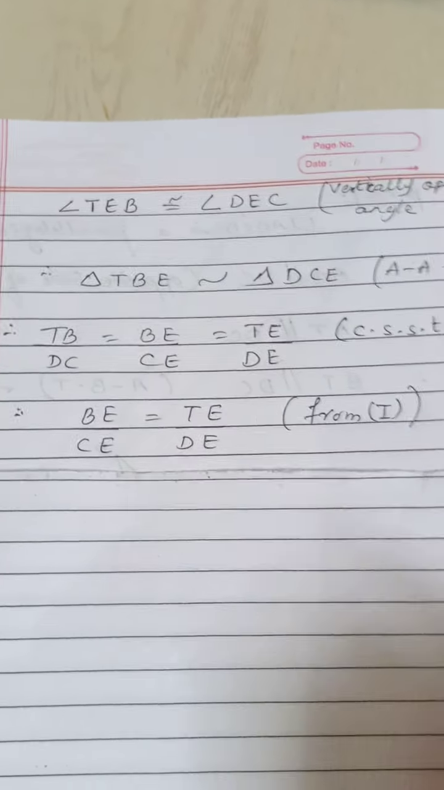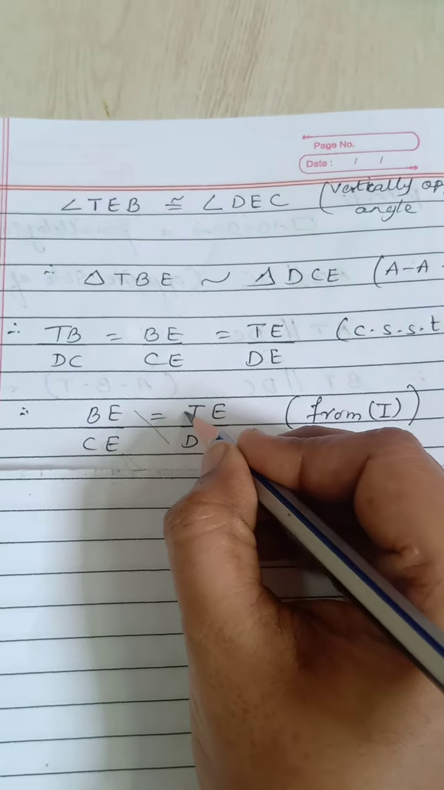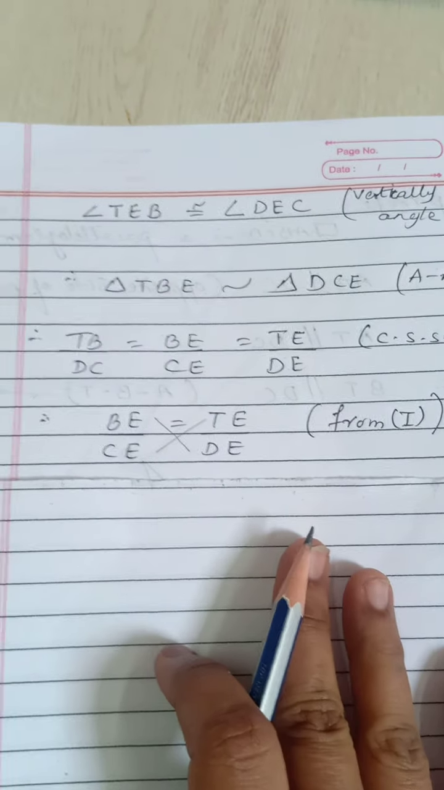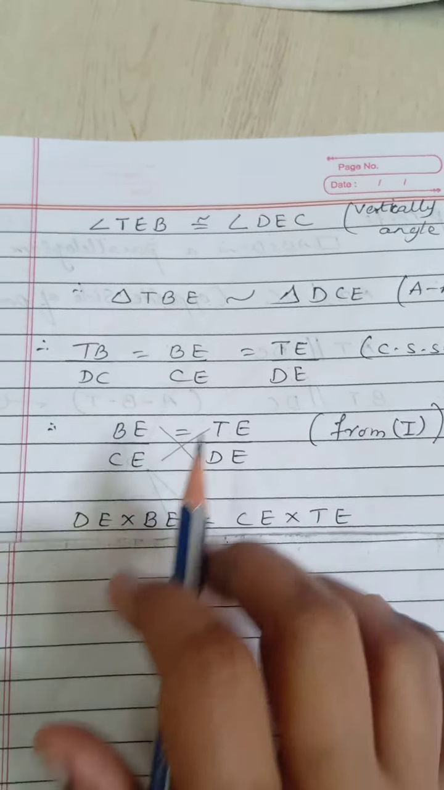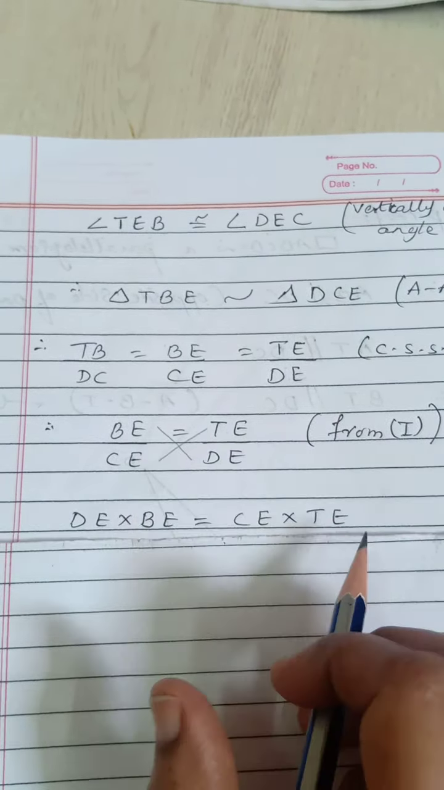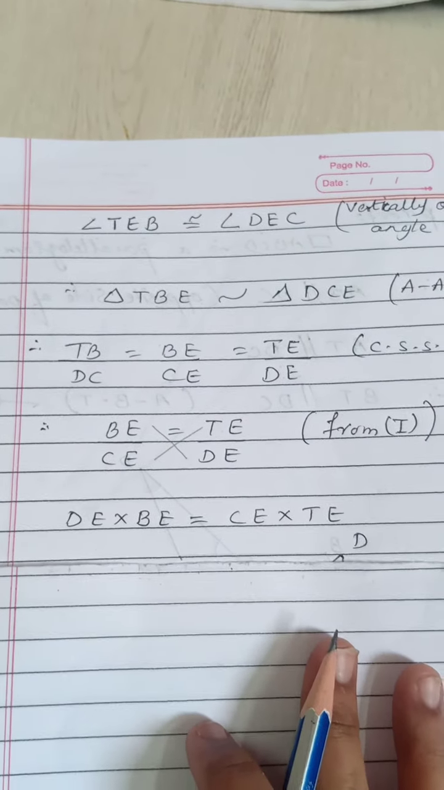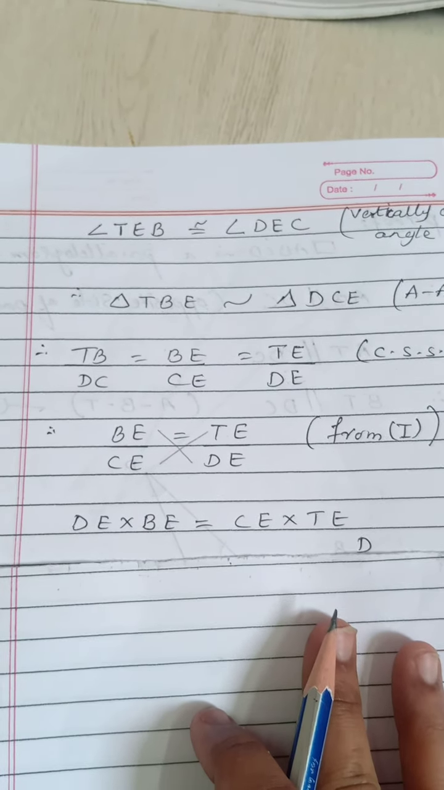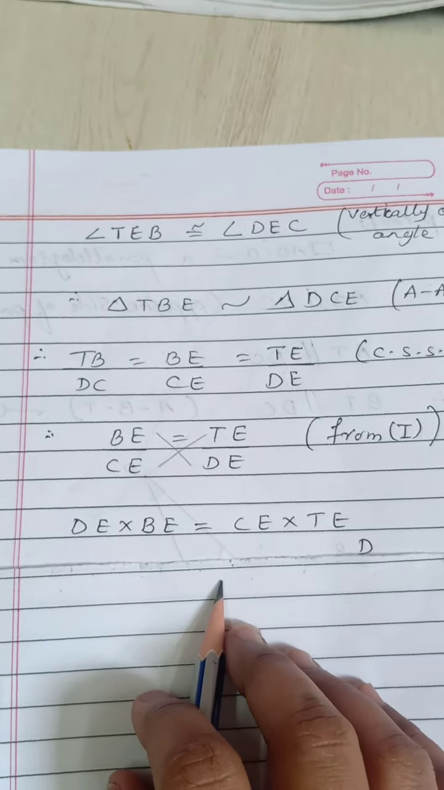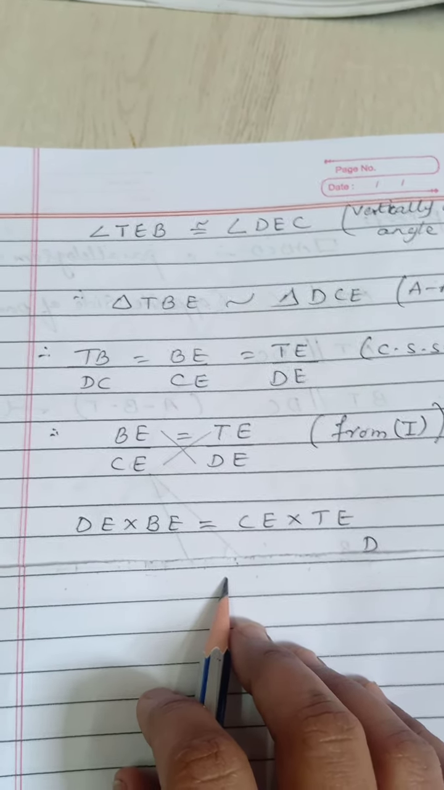Now we will do the cross multiply. So these two will be multiplied and these two will be multiplied. So BE into DE is equal to CE into TE. So if you see, this is nothing but the required result which we wanted to prove. At last, if you want, you can write hence proved.